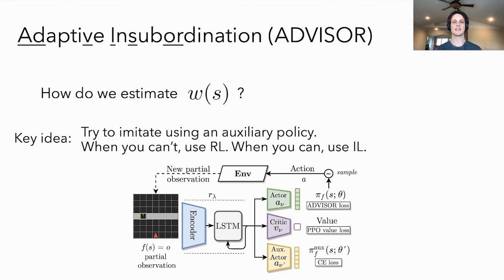In practice, this idea is easy to incorporate into any actor-critic framework. In our experiments, we simply add an additional policy head to our network and train this policy purely by imitation learning. This auxiliary policy is then used to define the weight function, which is used in our advisor loss that trains the true policy of our agent.